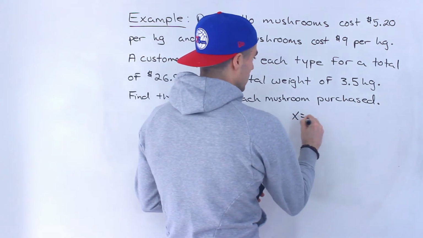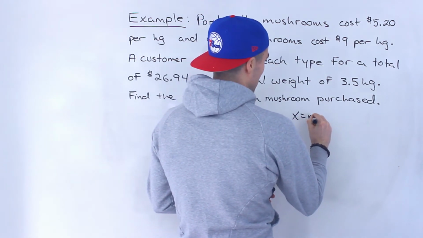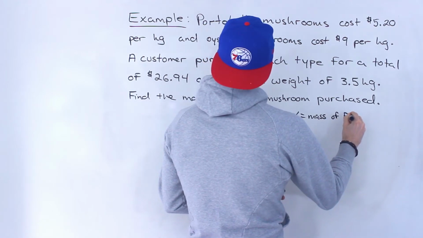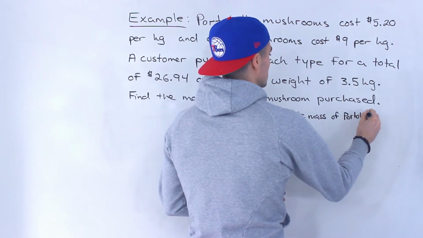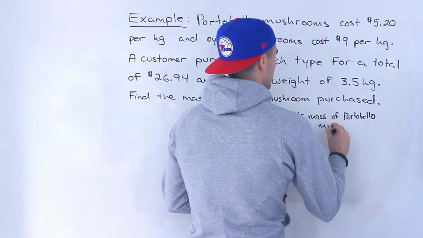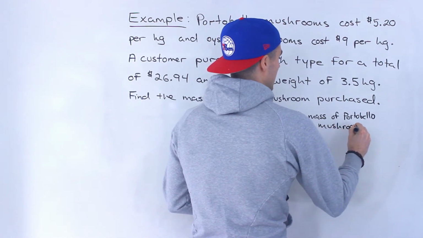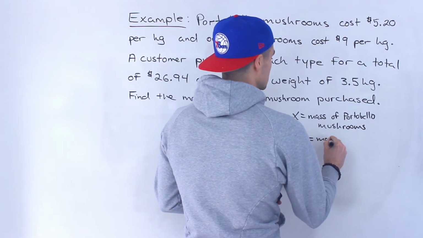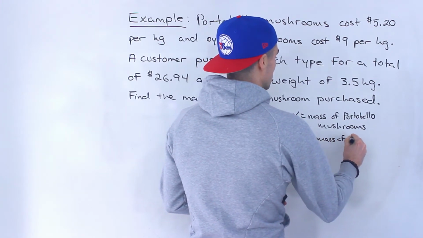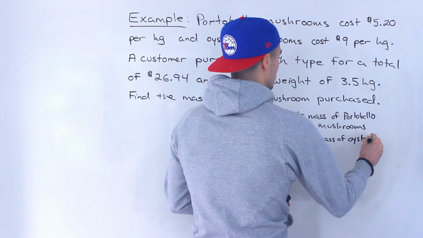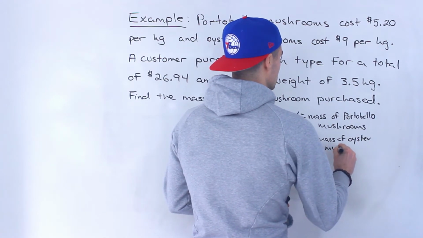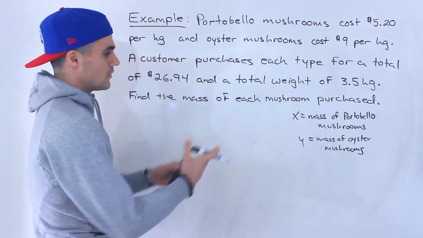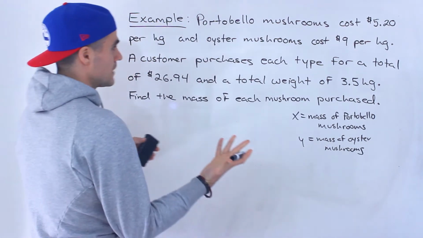So I'm going to introduce two variables. X would be the mass of the portobello mushrooms. And then we'll let Y equal the mass of the oyster mushrooms. And then notice now with these two variables, we can make two equations.